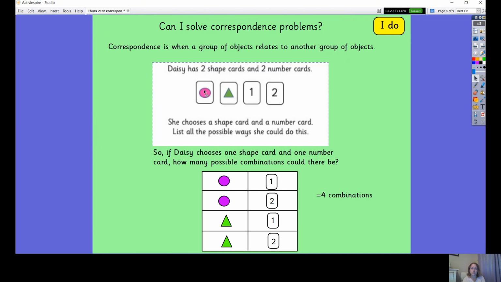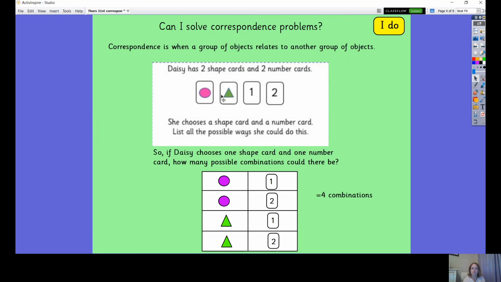So I've done all the ones with the circle, so I'm going to leave that one then. And then we move on to the triangle. We say, okay, she could choose the triangle with the number 1 card, and she could choose the triangle again, but choose it with the number 2 card. And then that's all of the combinations, isn't it?